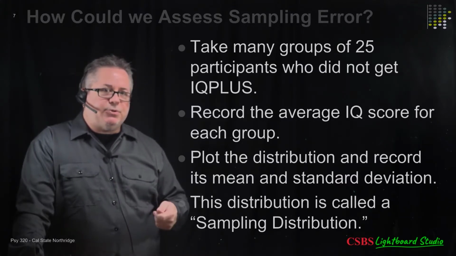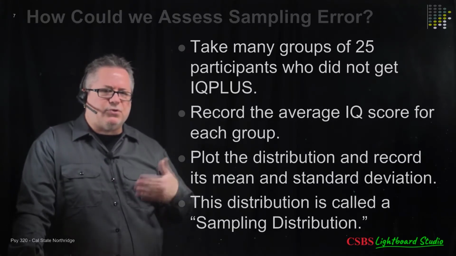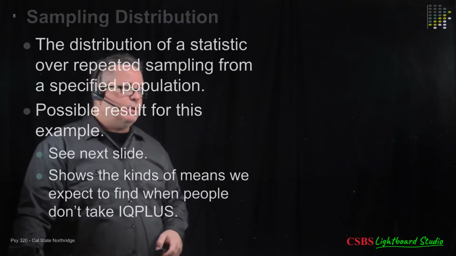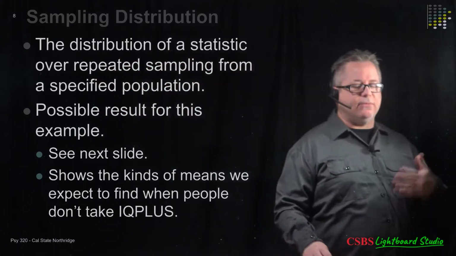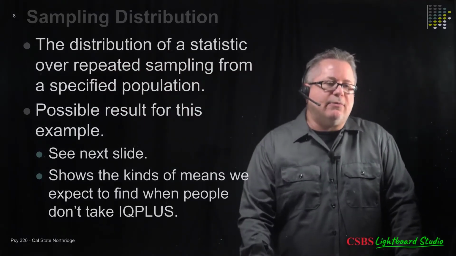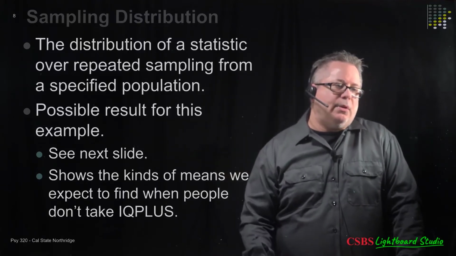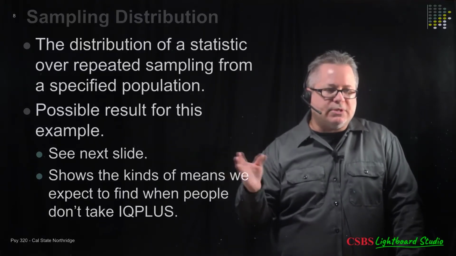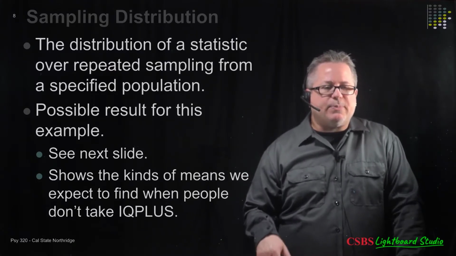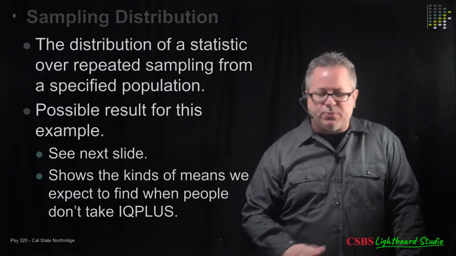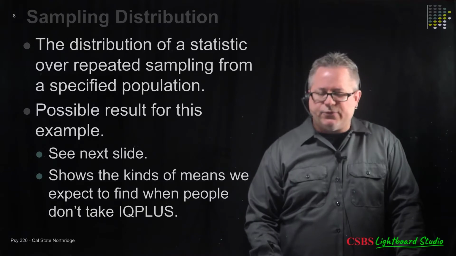So we could create this distribution and see, what do samples normally look like from sample to sample? The distribution of any statistic from repeated sampling, over and over again, from the same specified population is called a sampling distribution. The possible results for this example I'll show on the next slide. It shows the kinds of means we would expect to find when people don't take IQ+. When we've done nothing to them, how much do we expect them to change from one sample to the next?